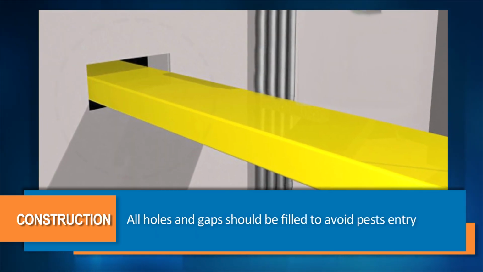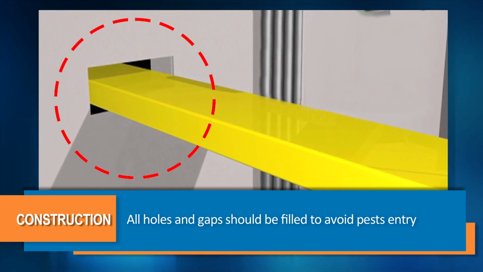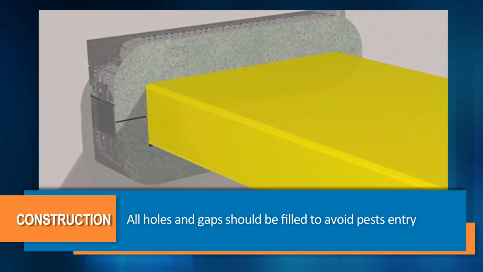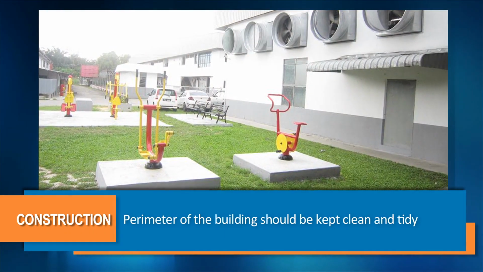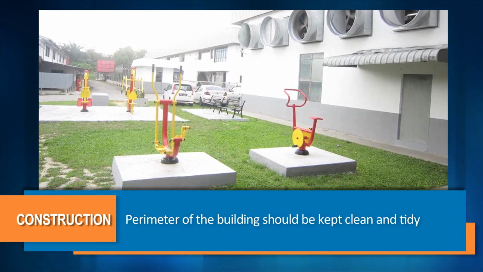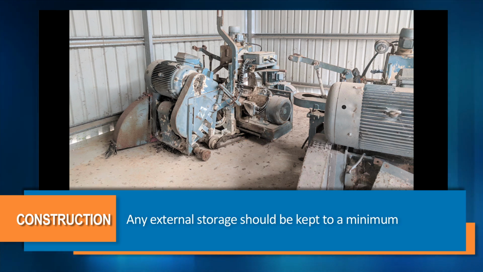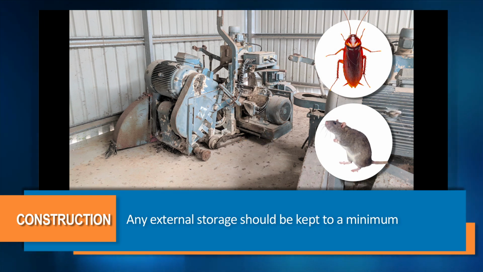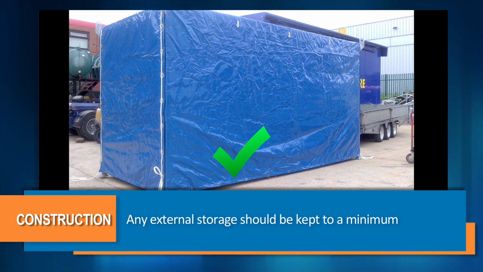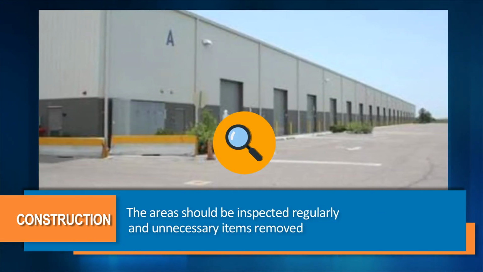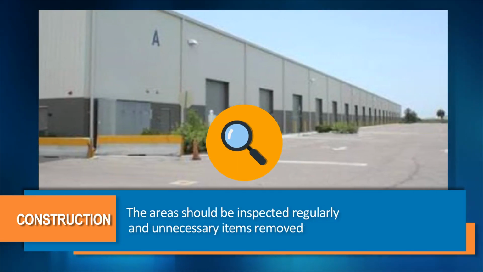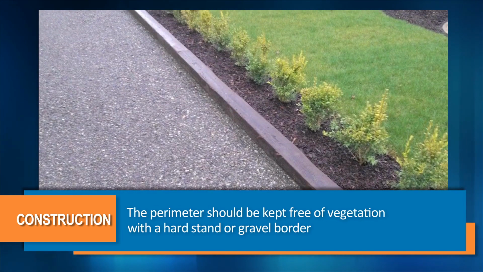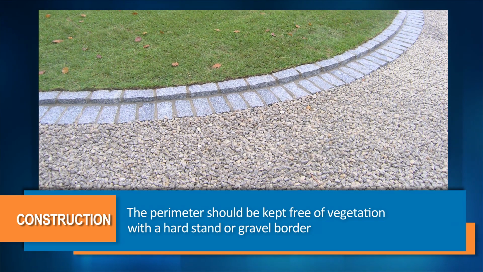Where pipes, cables, trunking or ducting pass through internal or external walls, all holes and gaps should be filled to avoid pest entry. The perimeter of the building should be kept clean and tidy. Any external storage should be kept to a minimum, as this will provide a harborage for pests. The area should be inspected regularly and unnecessary items should be removed. The perimeter should be kept free of vegetation with a hard stand or gravel border where possible.